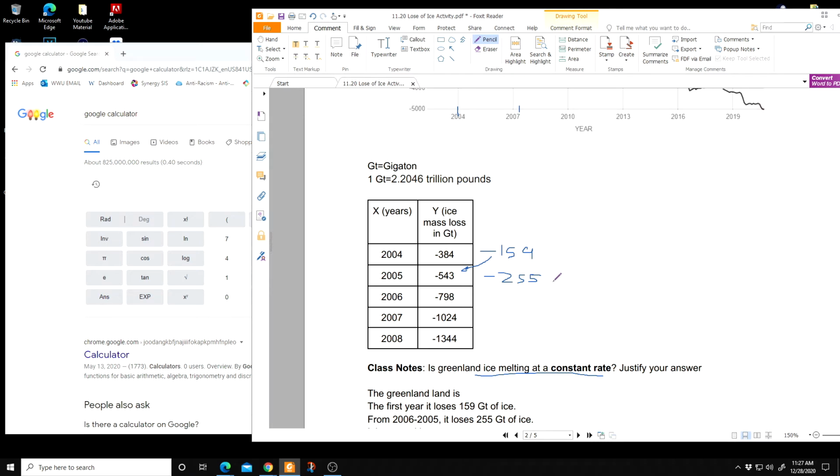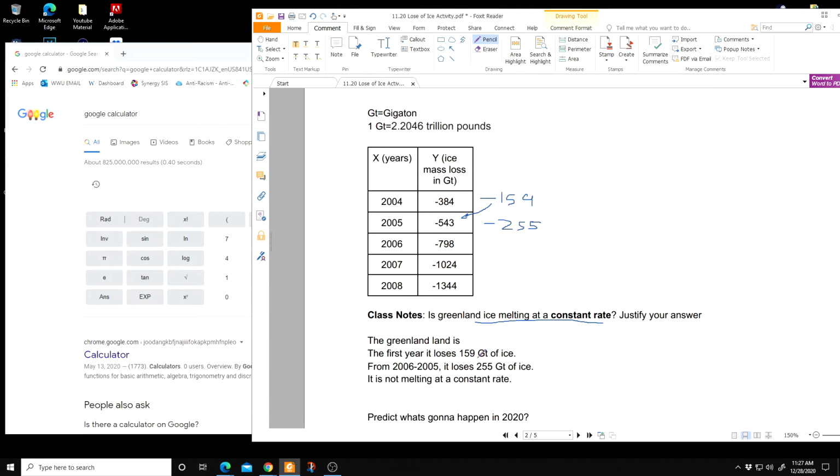So you can already tell, I'm going to stop. These two numbers are not the same. It's not decreasing by the same amount, so it's not at a constant rate. So you can see right here, we've explained that the Greenland ice, its first year, it loses 159. From 2016 to 2015, it loses 255 gigatons of ice. It is not melting at a constant rate.